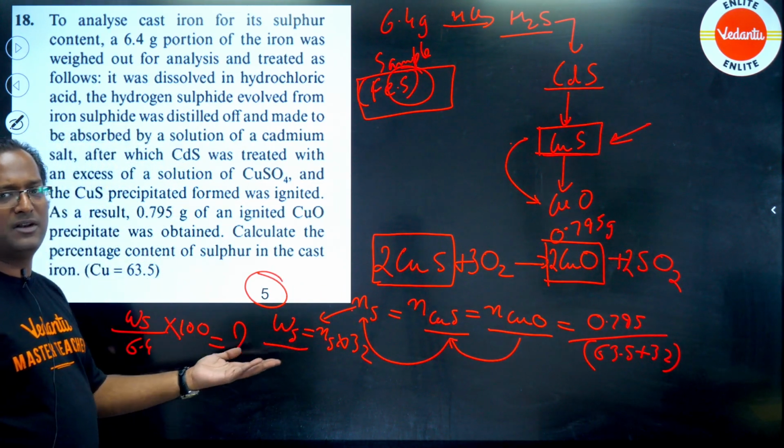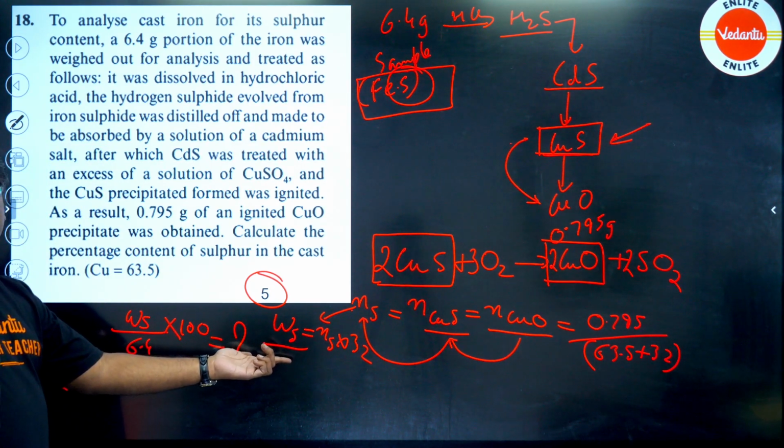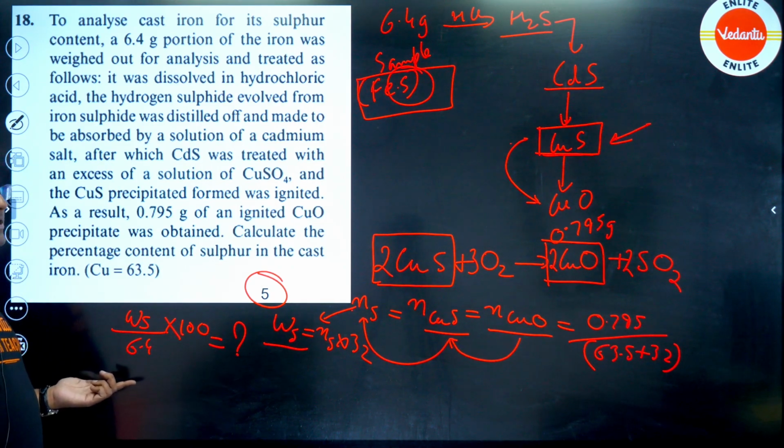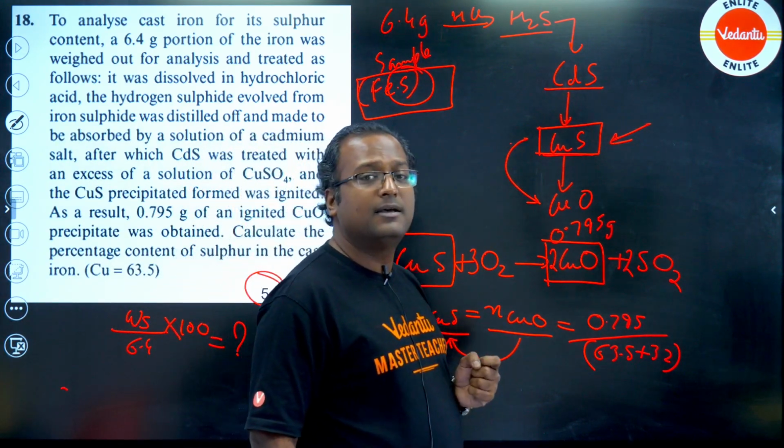Once we know moles of sulfur, we know weight of sulfur. This weight of sulfur is present where? It is present in your iron sample, and so we divide by 6.4, the weight of sample taken, to get the final answer.